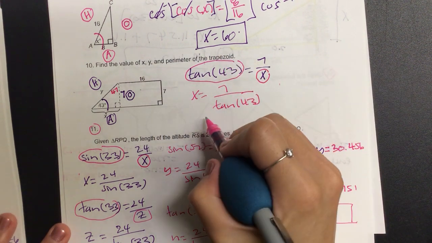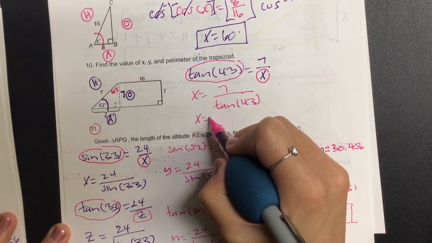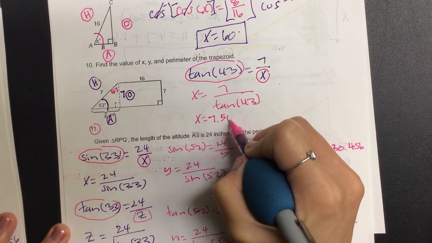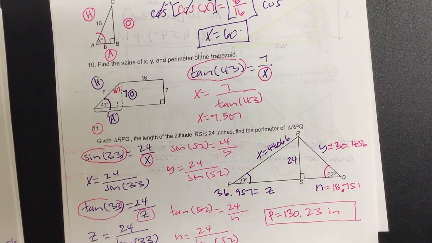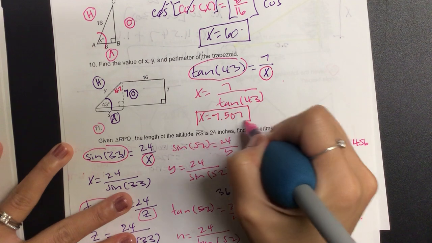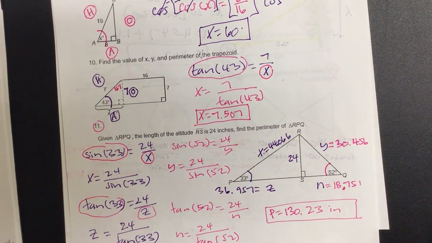So let's see, we have X equals... how should we round on this one? 7.5. I'm going to say 7.5. When y'all go to pre-cal next year, your teacher's going to ask for 3 decimal places for the side measure. So we'll kind of get in a habit of that. Same with calculus.